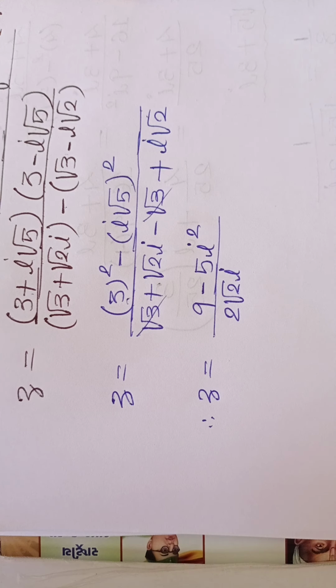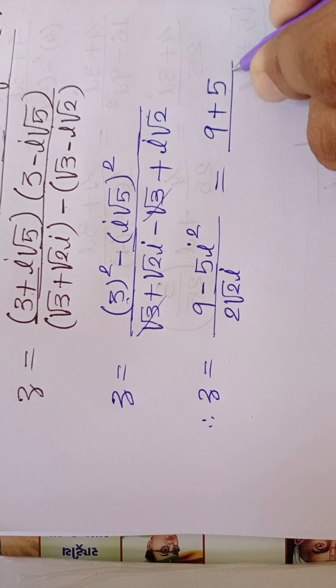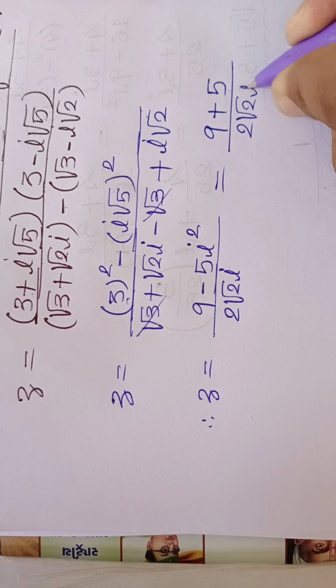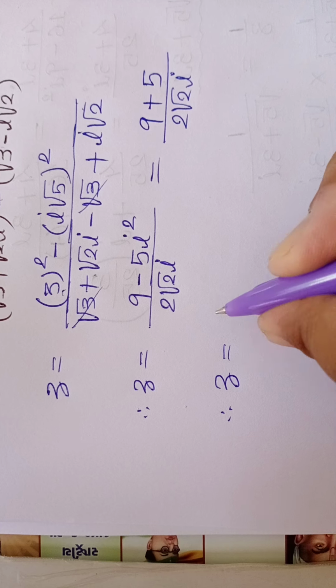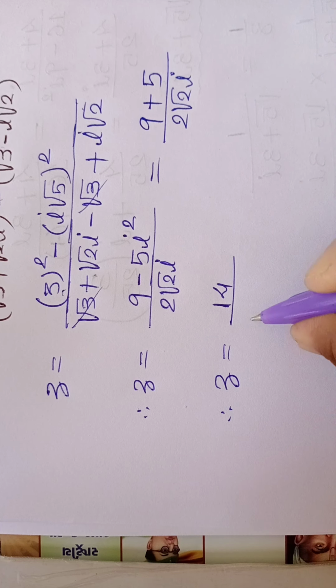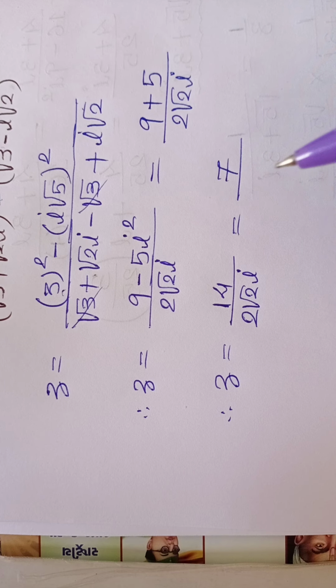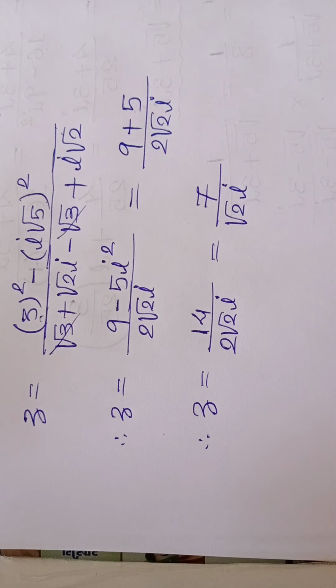This is 2 times root 2i, right? Now this is what? This is 9 plus 5, since i square is minus 1, upon 2 root 2i, my friend. Therefore, this complex number is 14 by 2 root 2i. That can also be written as 7 by root 2i, but this is not of the form a plus ib. So again we have to deal with a surd. It means multiply and divide by i.